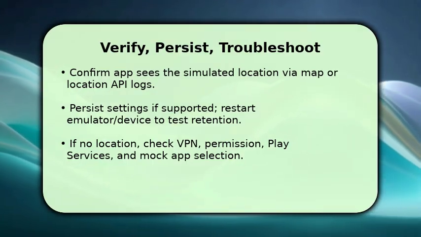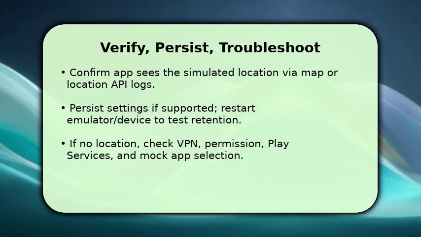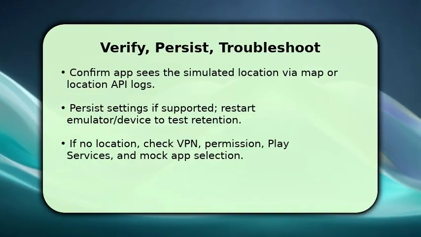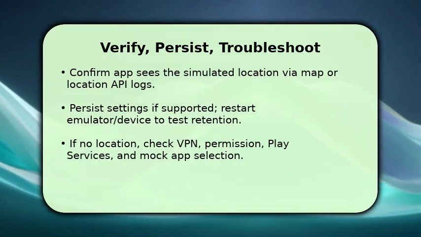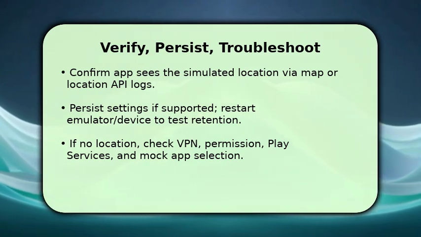If something fails, check that the mock location app is selected in developer options, confirm play services or location providers aren't blocked by VPN, and inspect logs for permission denials so you can correct the root cause quickly.